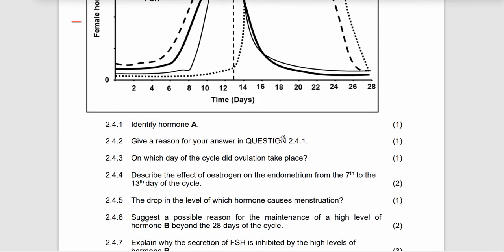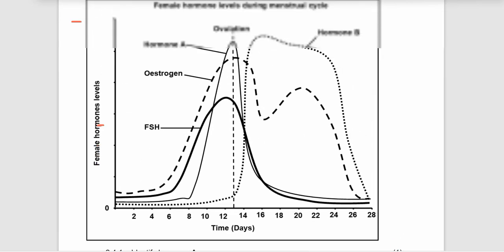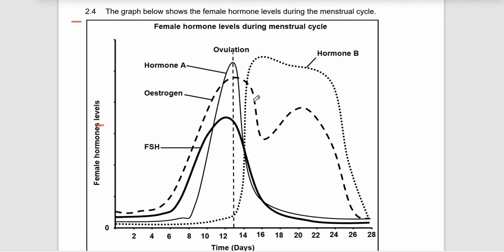So let's go down to 2.4.1. It says identify hormone A. Where is hormone A? This is hormone A. You can see that there are high levels of hormone A during the ovulation day, which is on the 13th day.